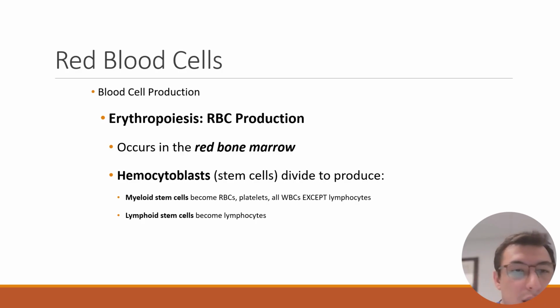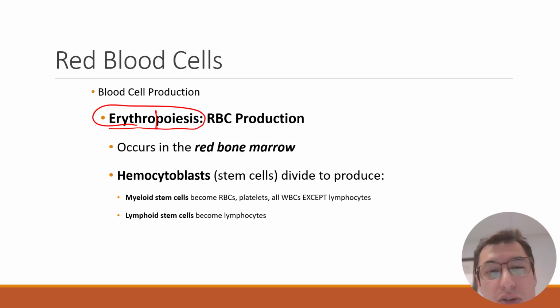Red blood cells. Remember that red blood cells go through erythropoiesis, or red blood cell formation. Erythro means red, poiesis means formation, and this formation happens at the red bone marrow. All right. We have hematocytoblast. These are the stem cells. Another word for this is hemo.